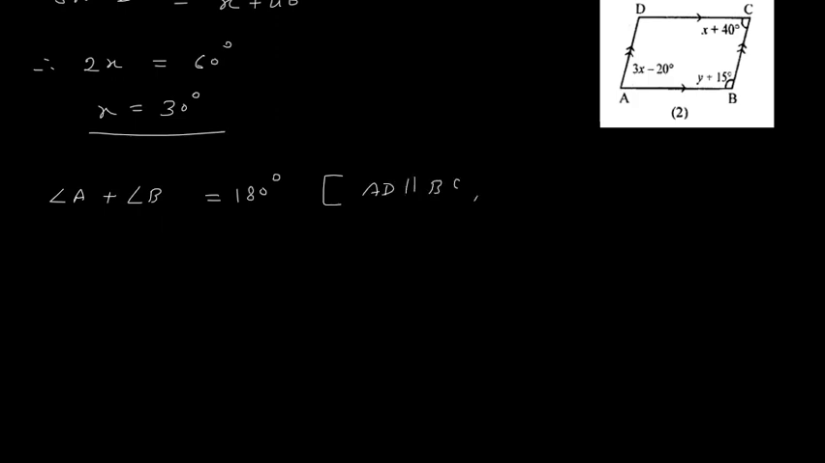Now angle A plus angle B. Again, the other property is that adjacent angles are supplementary. Angle A plus angle B equals 180 degrees. The reason is that AD is parallel to BC and AB is a transversal.